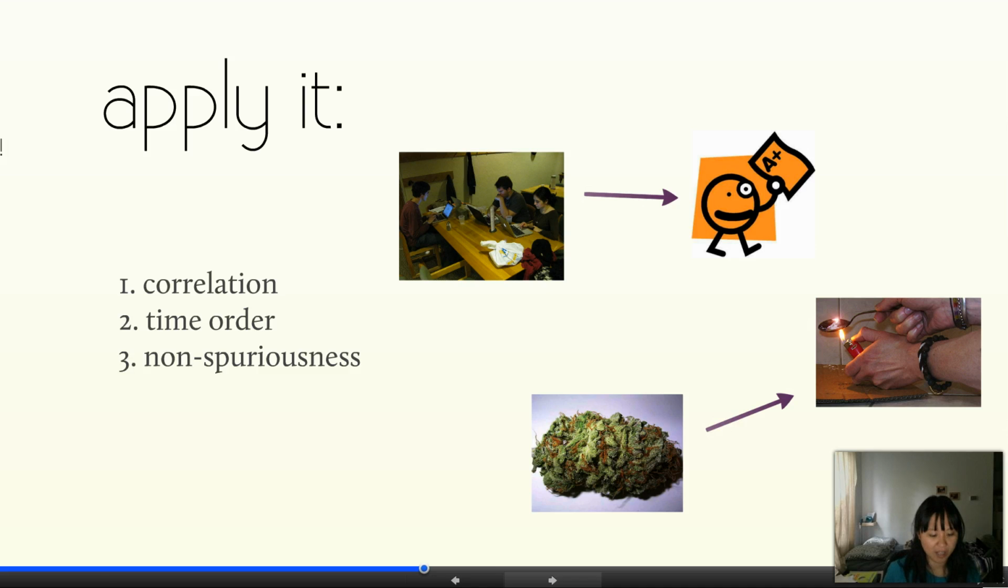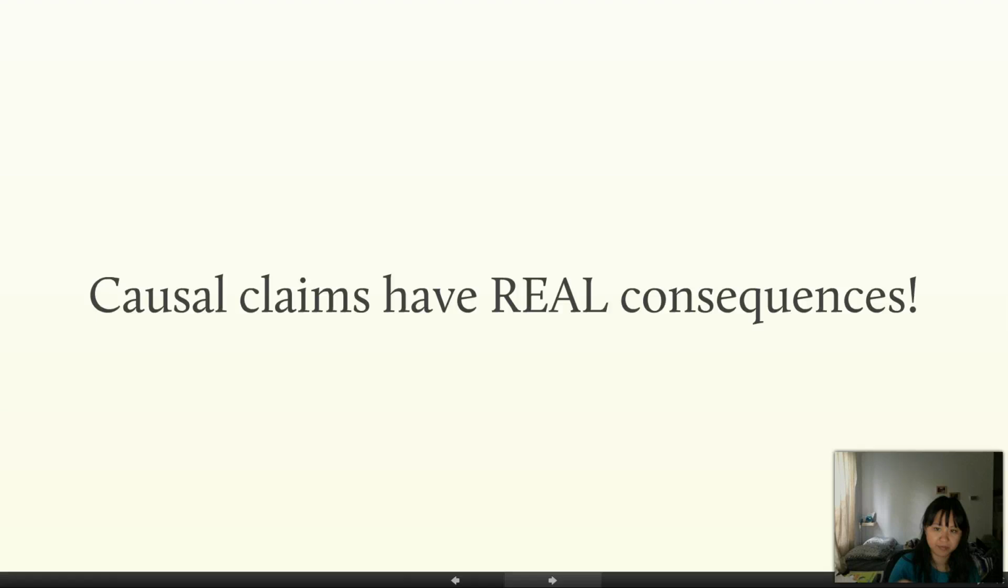So causal claims aren't just about research. They actually do have real consequences in the real world. They can affect individual decisions, they can affect social policy. So for instance, beliefs that marijuana is a gateway drug can prevent it from being decriminalized in states like Connecticut or many other states in the United States.